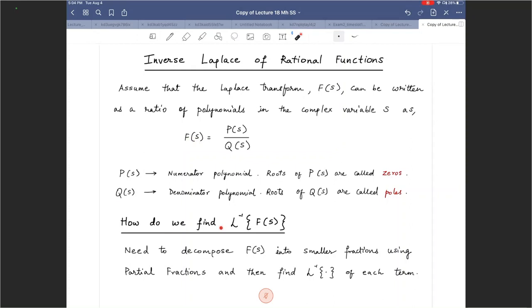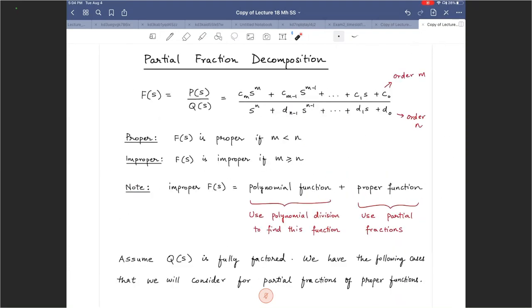Now, how do you find the inverse Laplace of F of s? We would first need to decompose F of s into smaller fractions using partial fraction expansion, and then find the inverse Laplace of each of them, of each term. So let's look at that partial fraction decomposition. F of s is represented as the ratio of two polynomials.